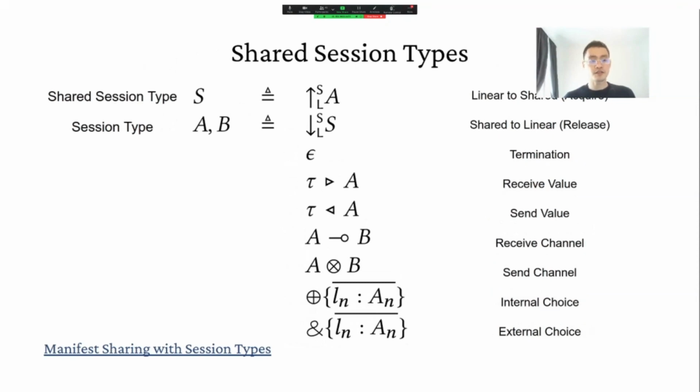In addition to the basic constructs, we also extend the type system with shared session types to allow a linear provider to be shared among multiple clients. The shared session types introduce two new modalities, linear to shared and shared to linear, as denoted by the notation up arrow LS and down arrow SL, to express the semantics of acquiring and releasing the linear section of a shared provider. More information on shared session types can also be found in the paper Manifest Sharing with Session Types.